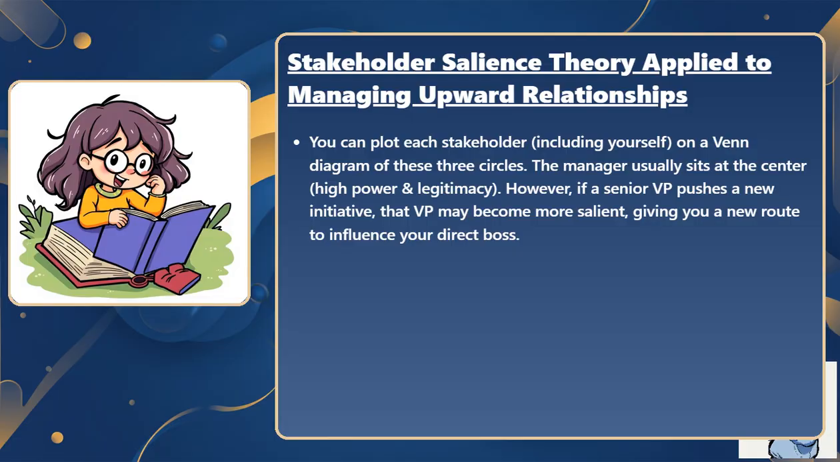You can plot each stakeholder, including yourself, on a Venn diagram of these 3 circles. The manager usually sits at the center, having high power and legitimacy. However, if a senior vice president pushes a new initiative, that vice president may become more salient, giving you a new route to influence your direct boss.